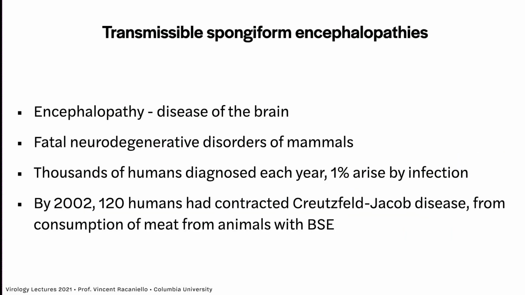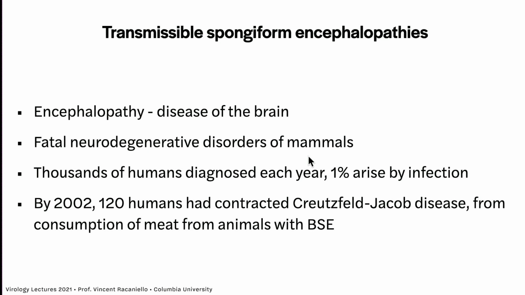All right, so what is this? This is a transmissible spongiform encephalopathy, TSEs. Encephalopathy is a disease of the brain, simply. Remember, encephalitis is an inflammation of the brain. Encephalopathy is just a disease. And these TSEs are fatal neurodegenerative disorders of mammals.